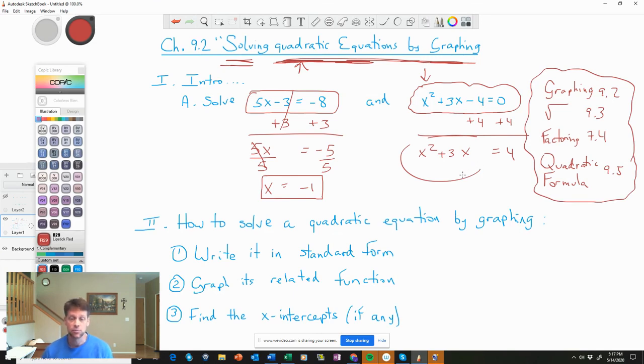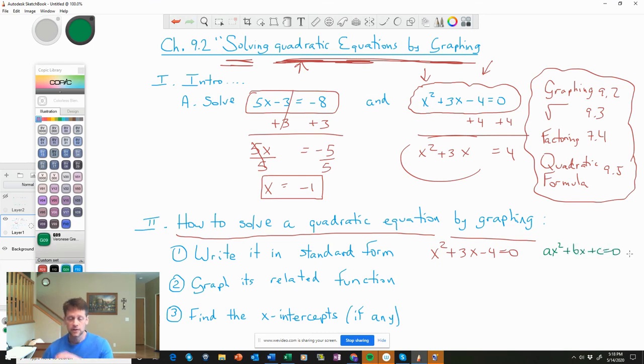The technique is actually pretty cool, and it works with quadratic equations and with any kind of equation, actually. And down here, I have the 3 steps on how to solve a quadratic equation by graphing. So let's do this one, and I'll show you in Desmos how it works. So first of all, we're going to write it in standard form, and it just so happens that this equation is already in standard form. Now, if you guys don't remember what standard form was simply this: ax squared plus bx plus c. So we need to make sure that the a, the b, and the c are all together on the left.